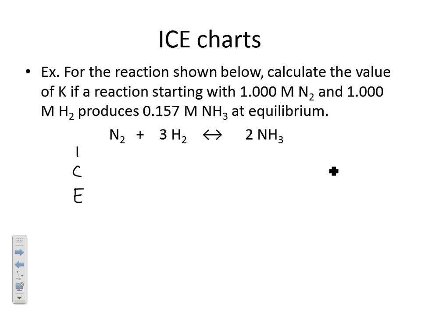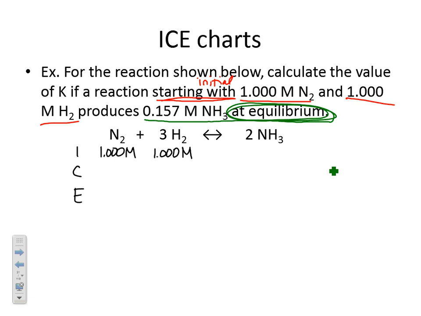Essentially, we're going to think about what information the problem gives us. And the problem tells us that we're starting with, so that's initial, 1 molar N2 and 1 molar H2. So I'm going to fill that in for both the N2 and the H2. Great. And then it says it produces 0.157 molar NH3 at equilibrium. Ooh, well, that's a big one. That's not initial. That's at equilibrium. The problem literally tells me that at equilibrium, we have 0.157 molar NH3. So in the equilibrium column, I'm going to fill that in for the NH3.